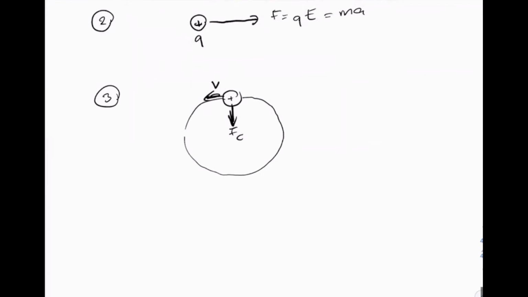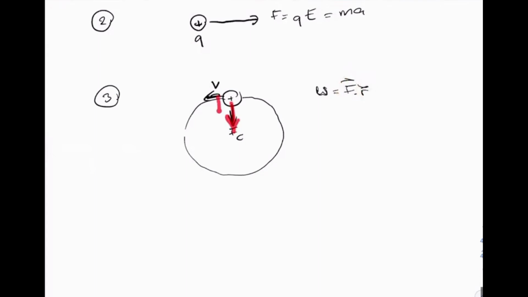For the speed to change, the work has to be done on this charge, which means that the energy needs to be transferred to this charge. Work by definition is force causing displacement. Force and displacement need to be in the same direction. Force and motion need to be in the same direction. What that means is the force has to have a component along the direction of motion.